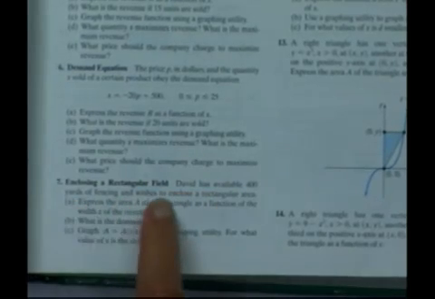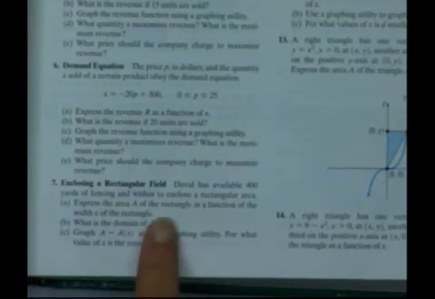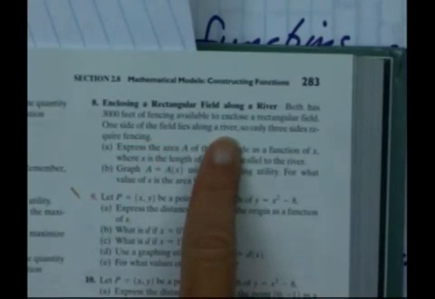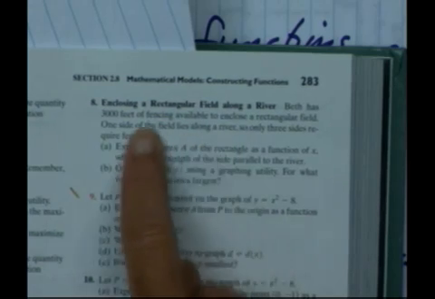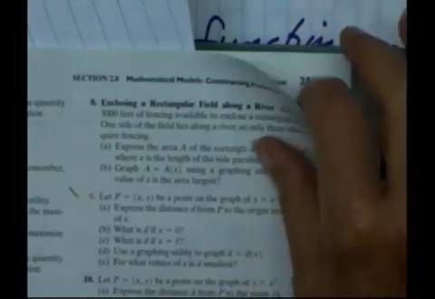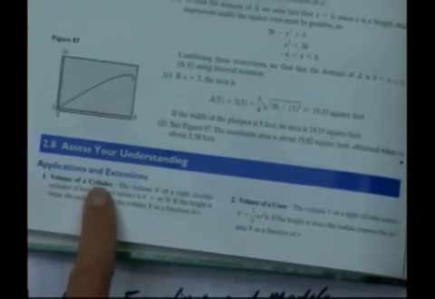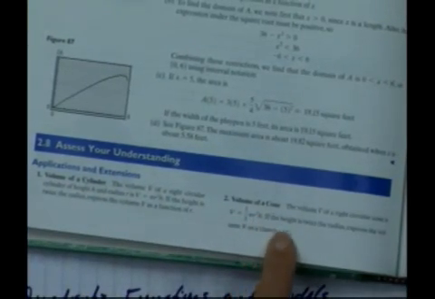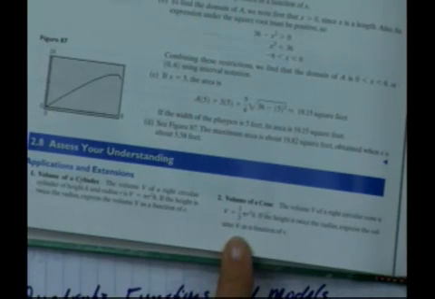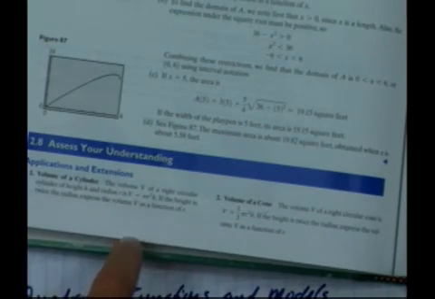Down at the bottom of page 283, you've got a rectangular field with some fencing, and you have to come up with a formula for the area of that. Notice number 8 is very similar to the calculus problem. You have one side of the field lies along a river. I think we had a barn with our chickens, okay, but you still got to come up with your area. And at the bottom of page 282, here's your setting up your formulas for your volume of your cylinder, and then it talks to you about a volume of a cone, but it gives you the formula there. You don't have to memorize the volume of a cone, but you do want the cylinder and the box, okay?